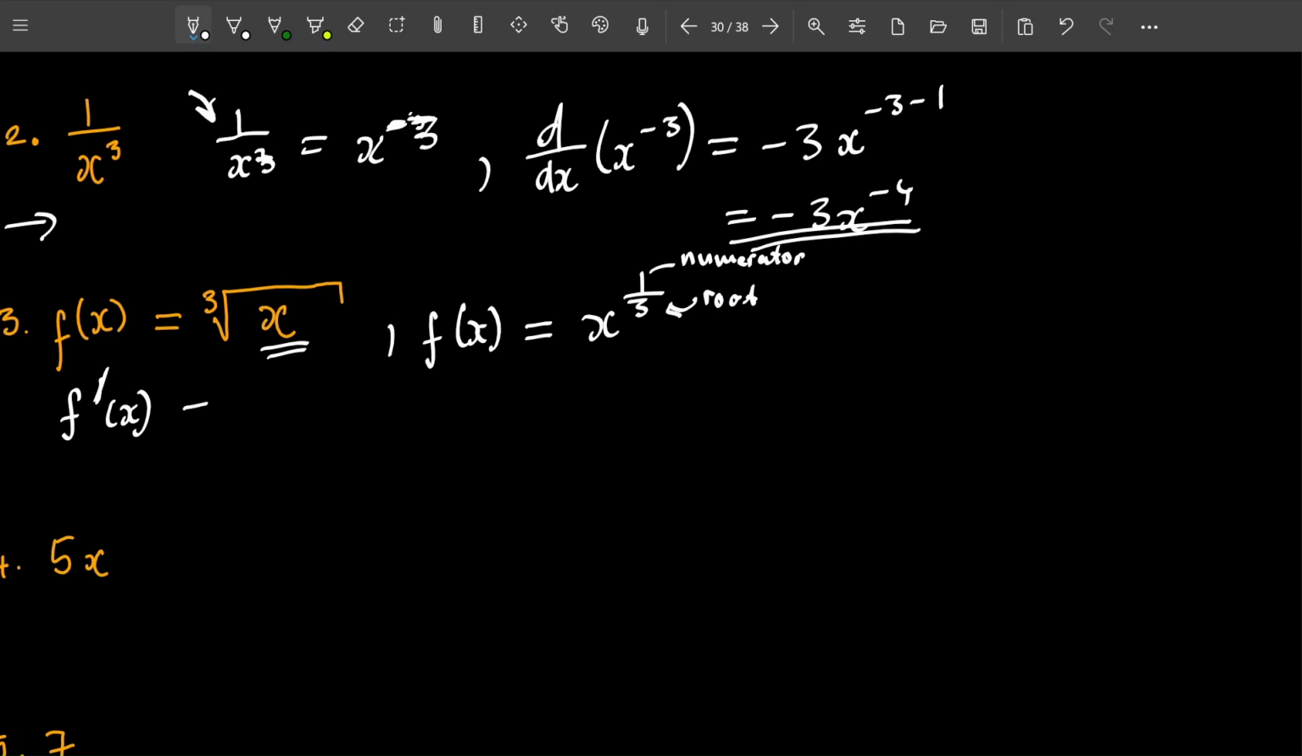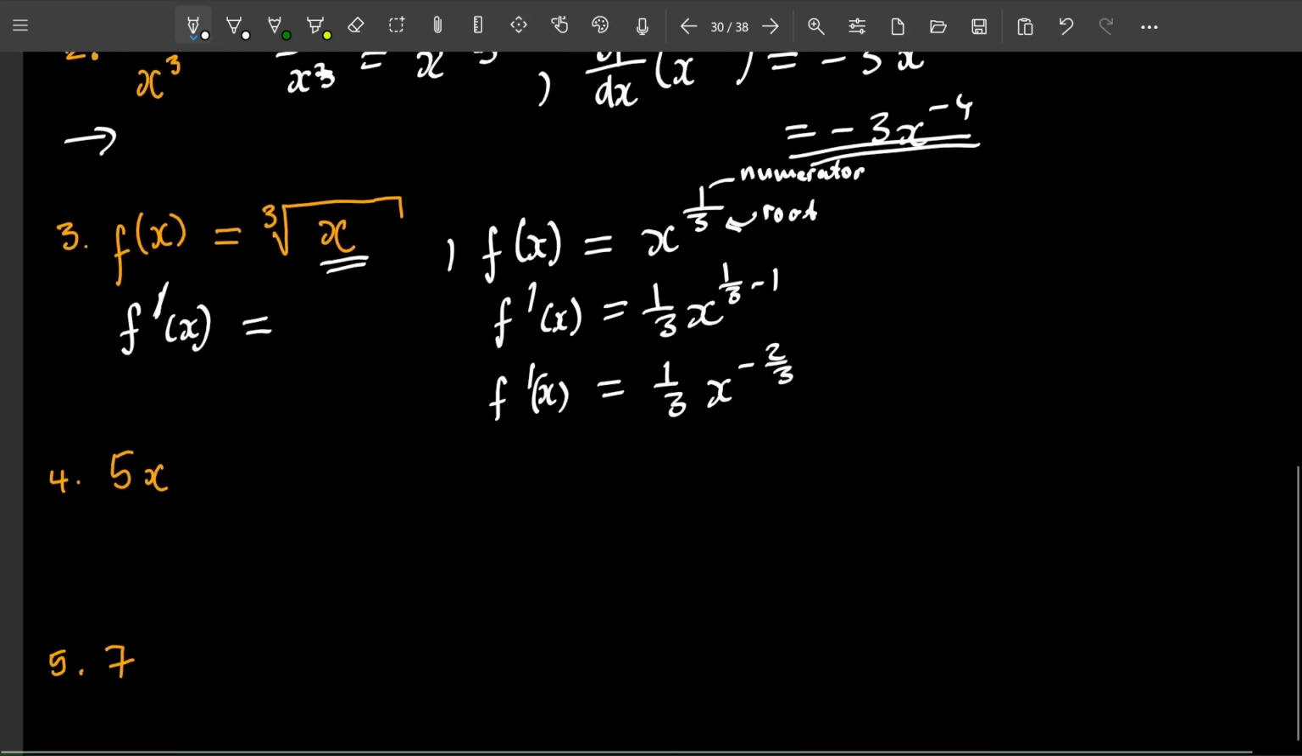Now f dash x will now be equal to, we can now get the derivative, okay? Maybe I could write it below there to say f dash x is now equal to, I bring down the power, it's 1/3, x to the 1/3 minus 1. Okay? And I'm going to get it as f dash x, the first derivative is going to be 1/3 x to the negative 2/3. I'm done.